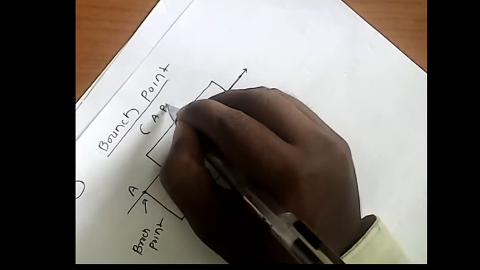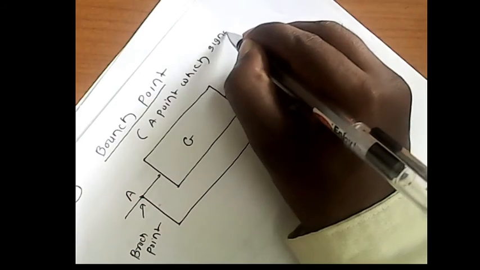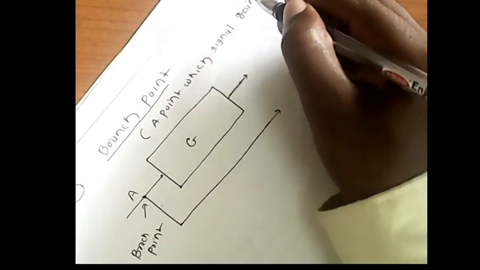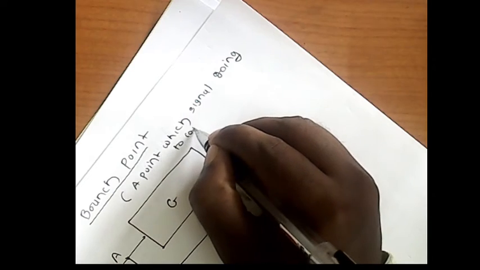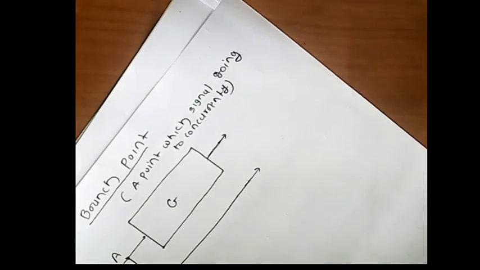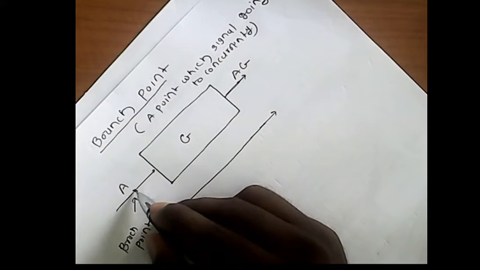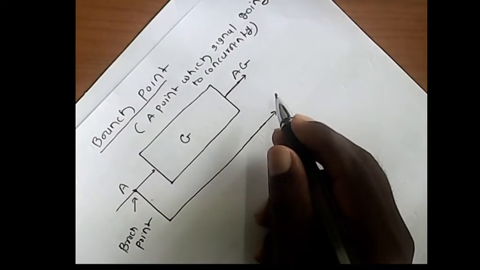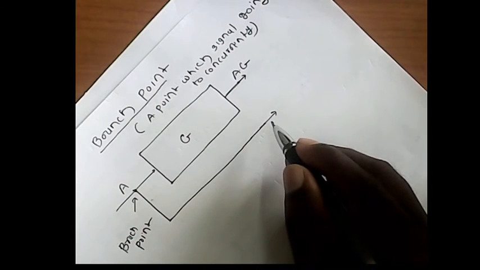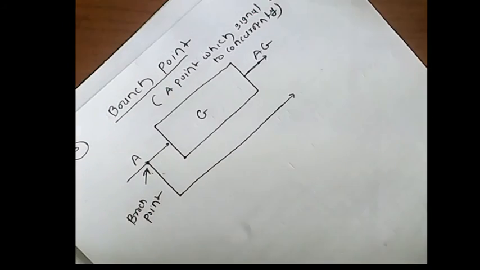So a branch point is nothing but a point where the signal goes to be concurrent or parallel. So this is called your summing point. The output of this we can say is AG, and the input A we can take out separately, so that is called your branch point. So a branch point is a point where the signal is taken another way.